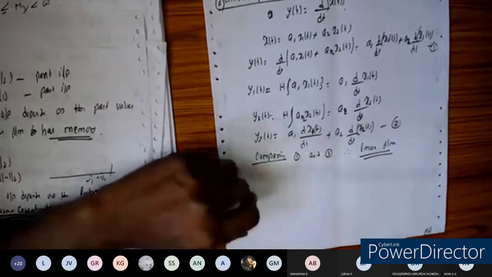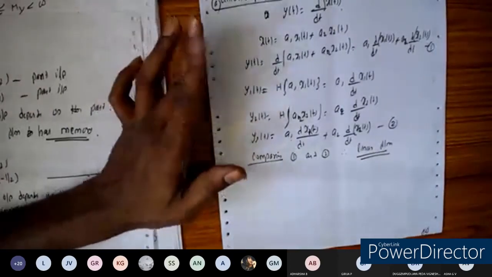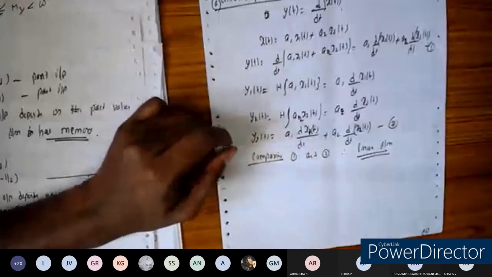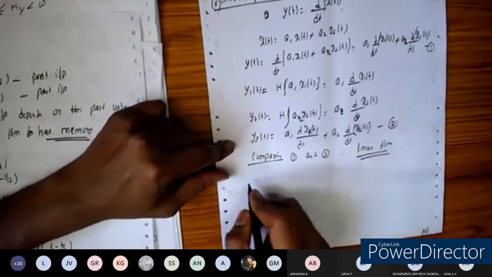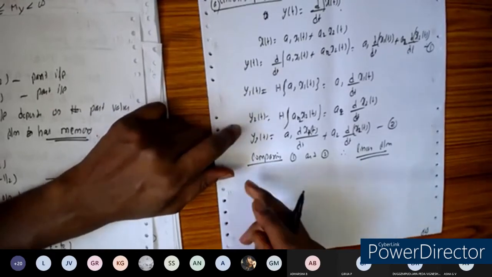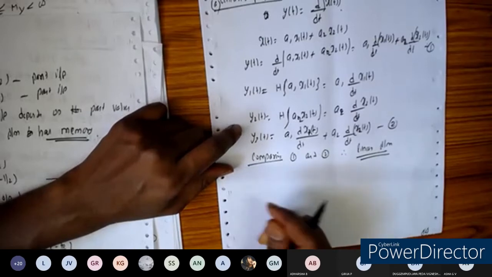Next, let us verify the causality. I'm going to keep this one pending, because I have some confusion about the causality. So I'm going to take the remaining properties here. Sorry, stability, I'm having a bit of confusion, so I'll take the stability property later.